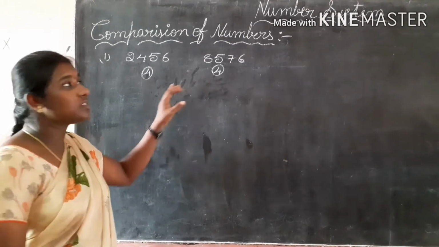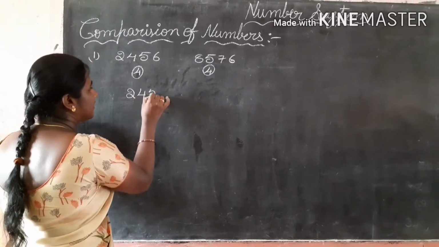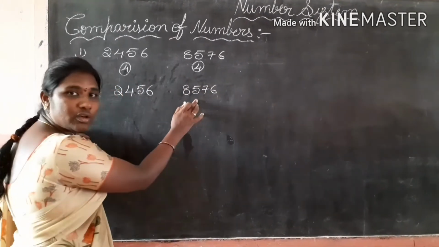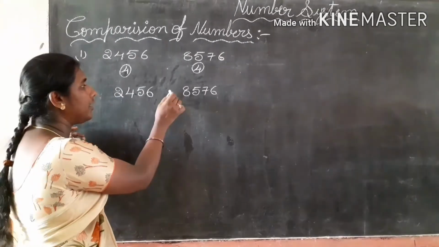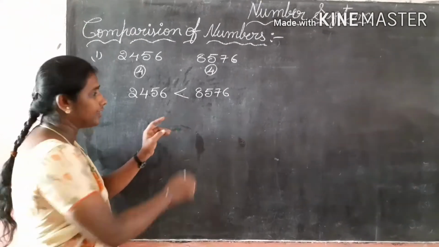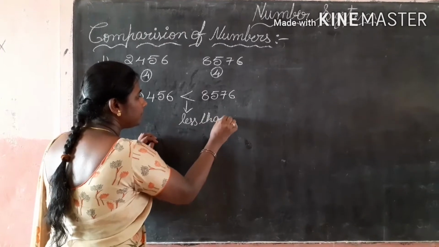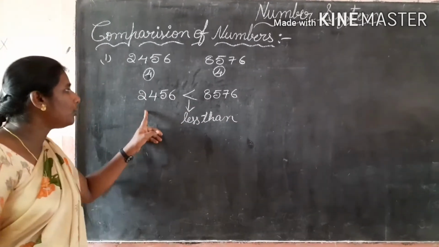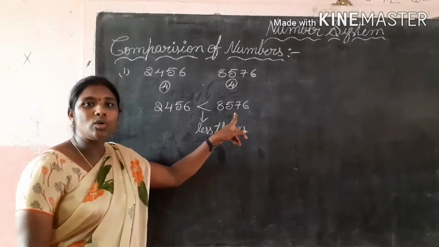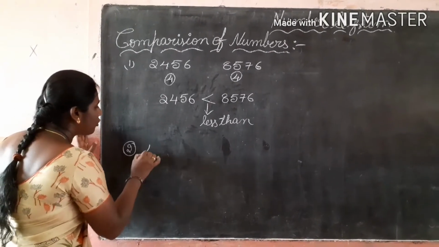We can compare using symbols. 2456, 8576. In this, 8576 is the greater one, so we have to use this symbol. This symbol is called the less than symbol. So 2456 is less than 8576.